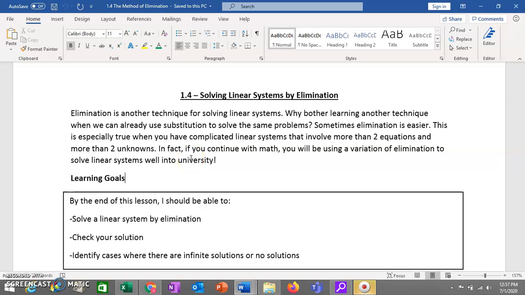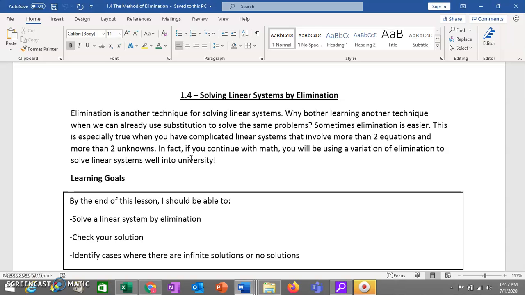Hi everyone. So this is Unit 1, Lesson 4, Solving Linear Systems by Elimination. This is the third technique that we're going to be using to solve linear systems. And you might be wondering, well, I already have two techniques. Why do I need to learn a third one?